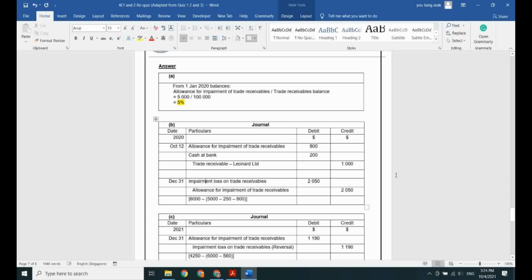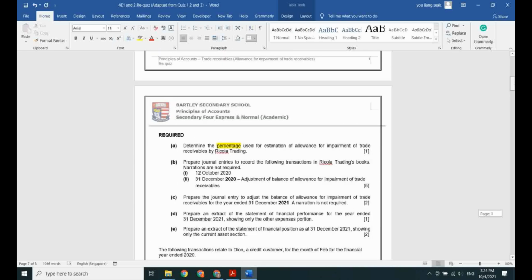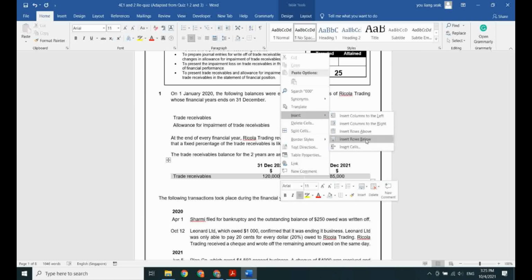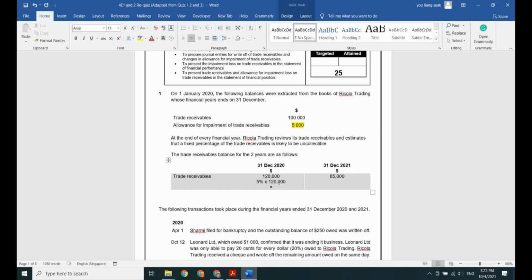For the December 31st entry, let's go back to the question. 31st December 2020 over here. The percentage that the accountant used to estimate the ending allowance, we know from 1A, is 5%. So 5% times $120,000 will tell us the desired ending balance as of 31st December 2020. In this case, it is $6,000.